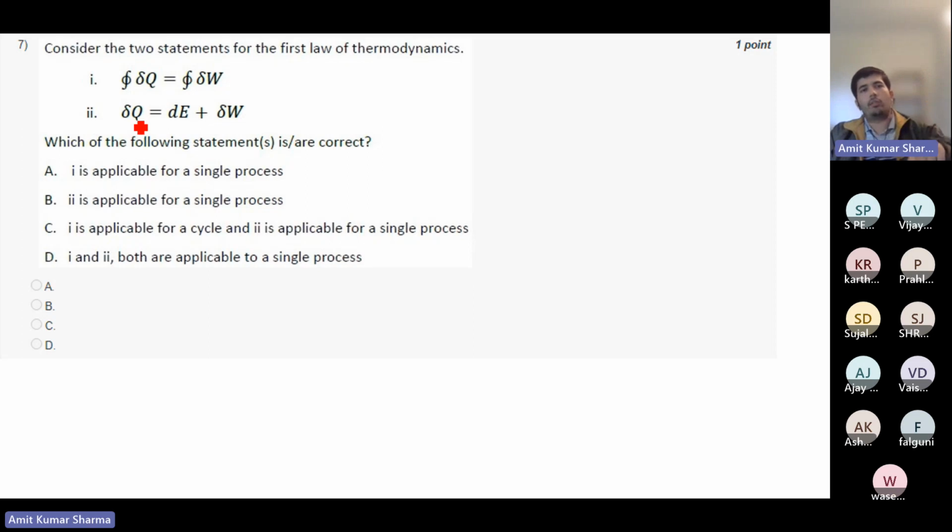But by seeing equation 1, how can we say that it's only for a cycle? Because it's mentioned, it's a cyclic integral. How do you know it's a cyclic integral? By the symbol, sir. Yeah, correct, that's what I am asking. This symbol is saying it is a cycle process. So what is the difference between this symbol and this integral?